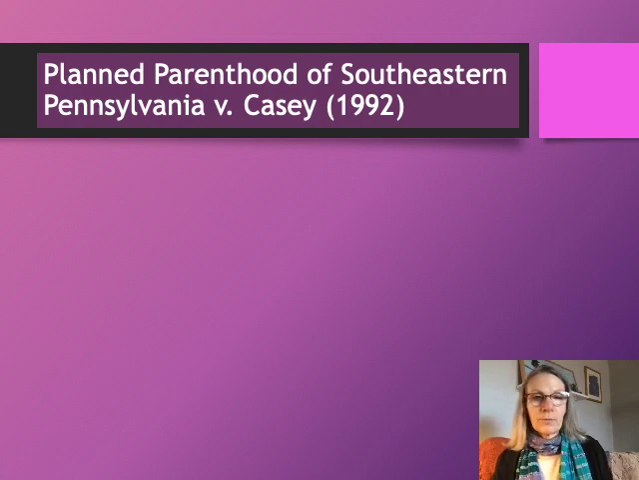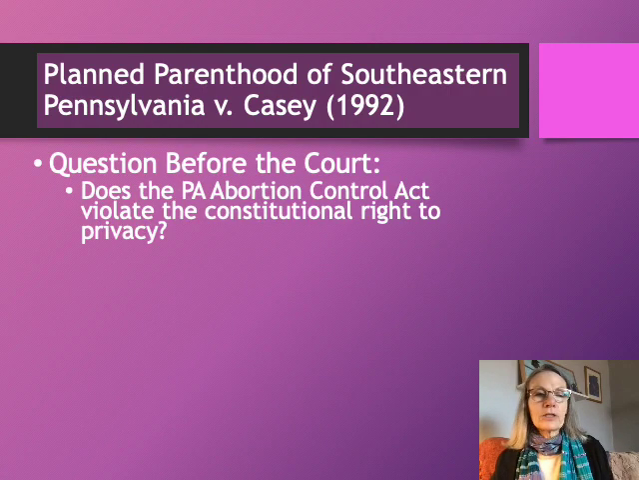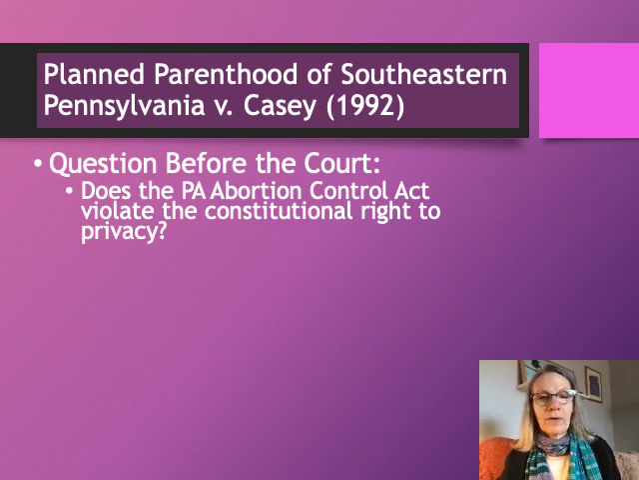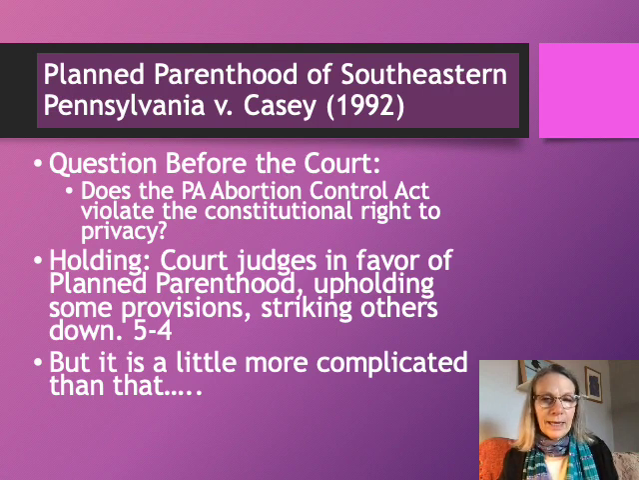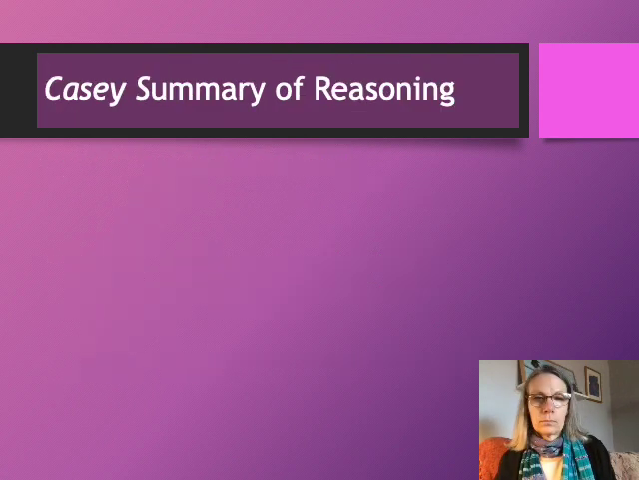So what is the question before the court in Casey? The question is, does the Pennsylvania Abortion Control Act violate the constitutional right to privacy? And in a 5-4 decision, and you'll read about it in the textbook, it's a pretty bitter, hot, quite a divided court on this issue, the court ruled in favor of Planned Parenthood, upholding some of the provisions of the Pennsylvania law and striking down others. But it's a little bit more complicated than that. So let's dig in and take a look at the reasoning of the court and really what they ruled in the Casey case.